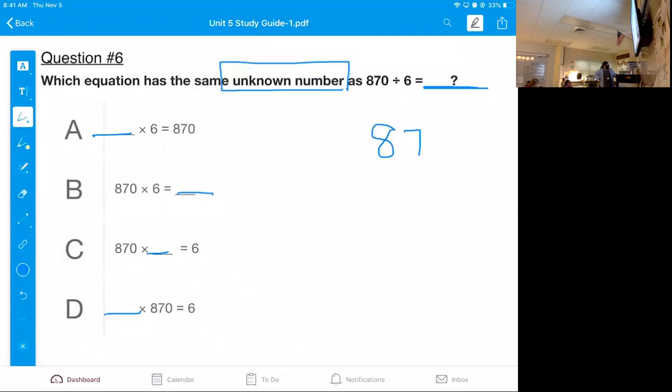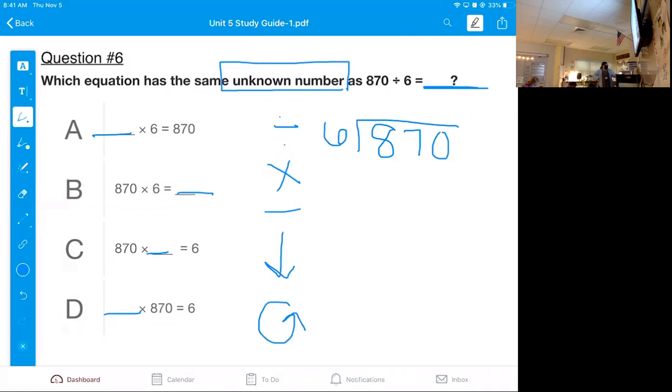So 870 divided by 6. If I didn't know my 6 facts, I would write them down. So first I'm dividing 6 and 8. And 8 is bigger than 6, so I'm going to start with the 8. I need a 6 fact that gets me close to 8 without going over. Okay, Sloan? 6 times 1. So at the top, I'm going to write a 1 over the 8. And 6 times 1 is what? 6. So that's what I write underneath. 8 minus 6 is? It's 2. Good.